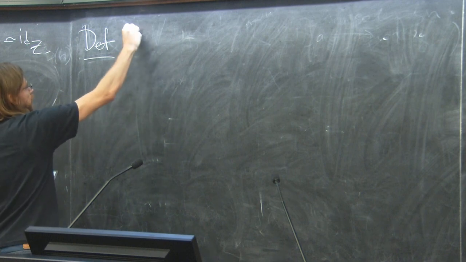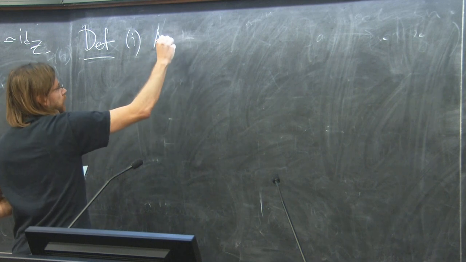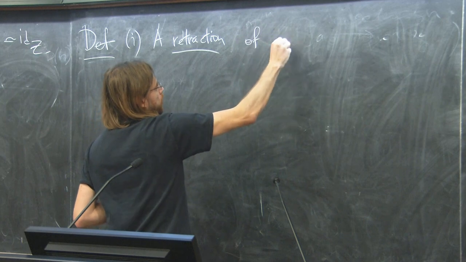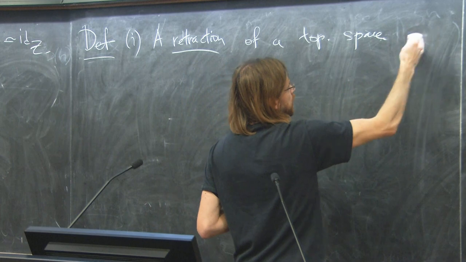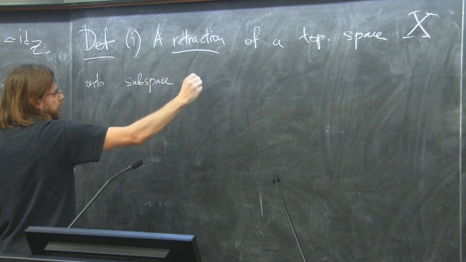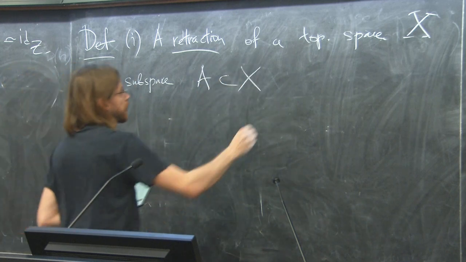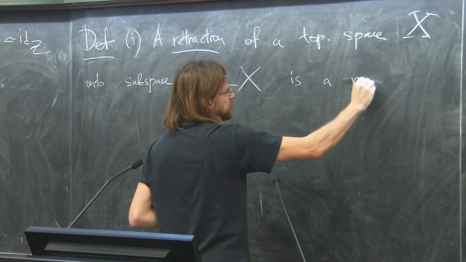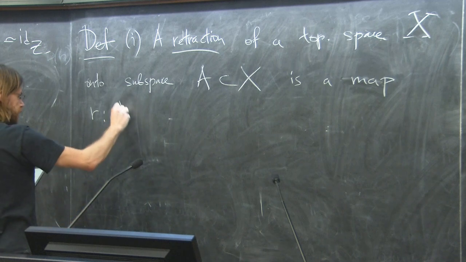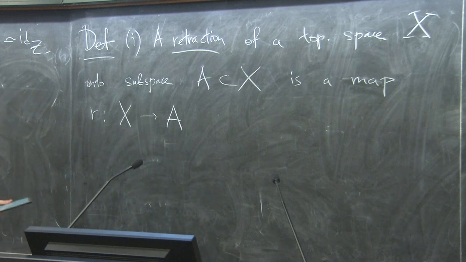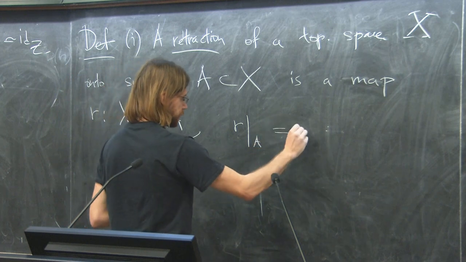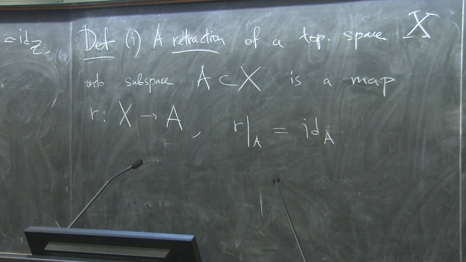There will be two parts in the definition. The first part is what is called a retraction of a topological space X onto a subspace A. It is a continuous map. Again, I don't need to specify this, all maps are continuous for us. It is a map R from X to A such that if I restrict R to the subspace, it is equal to the identity on A.